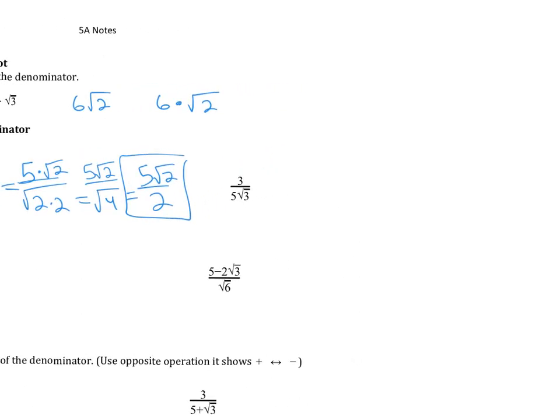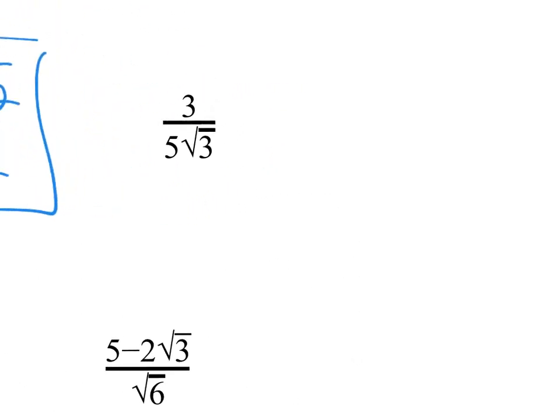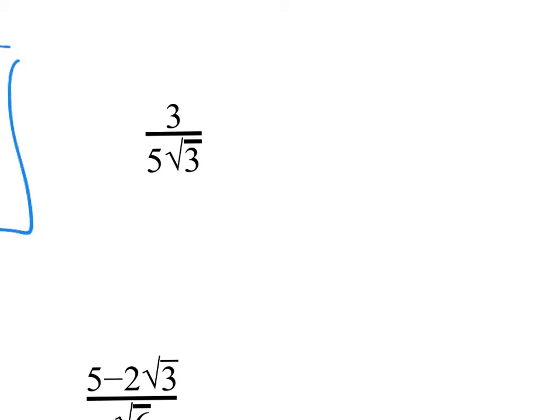On our next example, we have 3 over 5 times the radical 3. What we're going to multiply by is the radical on the bottom, so we're going to multiply both the top and bottom by the square root of 3. We can do the top first. Multiplying on the top, whole number 3 times radical 3. Remember, we're not going to multiply those together. That's just going to end up being 3 times the radical 3.